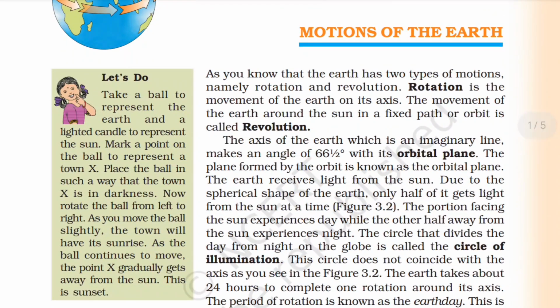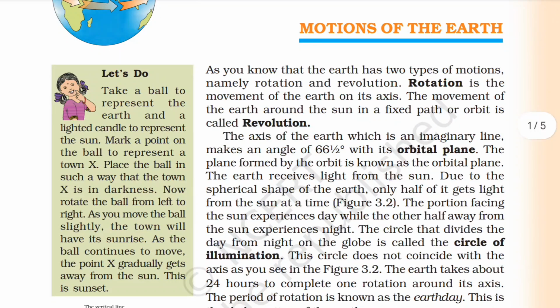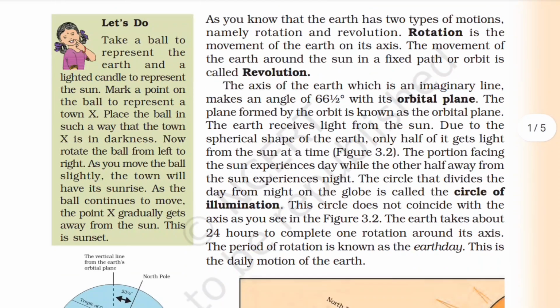The axis of earth, which is an imaginary line, makes an angle of 66 and a half degrees with its orbital plane. The plane formed by the earth's orbit is known as the orbital plane. The earth receives light from the sun. Due to the spherical shape of the earth, only half of it gets light from the sun at a time. The portion facing the sun experiences day while the other half, away from the sun, experiences night.